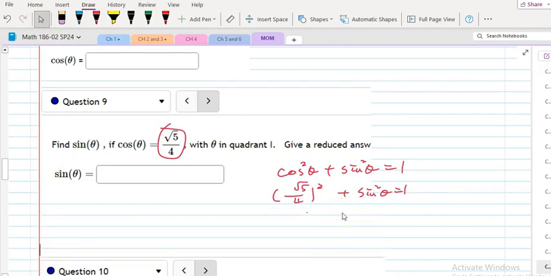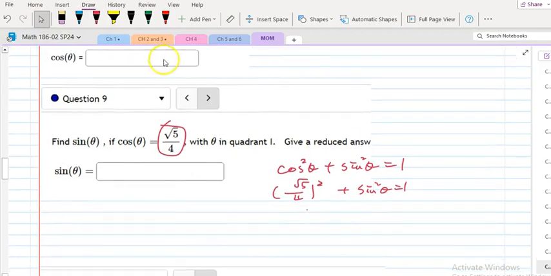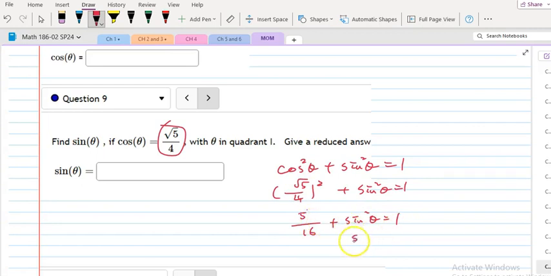Okay, I want to get some space. So that is equal to square root, square would equal 5. The square of 4 is 16, plus sine squared theta is equal to 1. I subtract over, so sine squared theta equals 1 minus 5 over 16, or we can think of it as 16 over 16 minus 5 over 16. 16 minus 5 is 11. 11 over 16, but I need to take the square root.